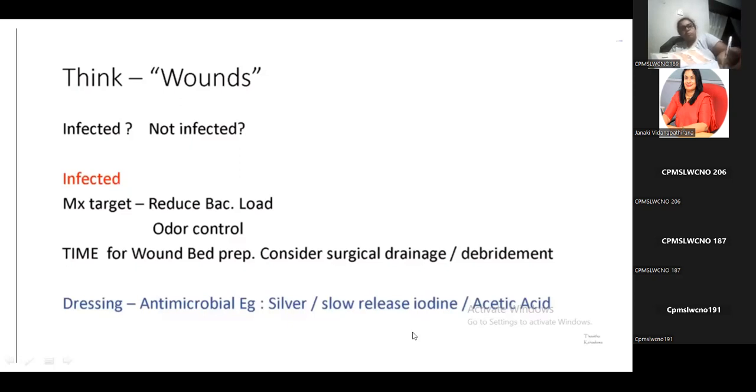Is that clear? This should be drawn in your mind like separate pillars. This is one pillar, wounds infected. So this is how you decide on the dressing. Is that clear?